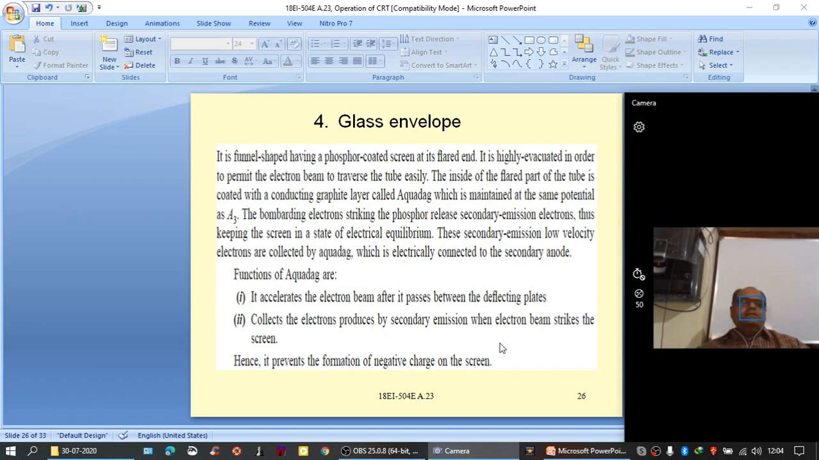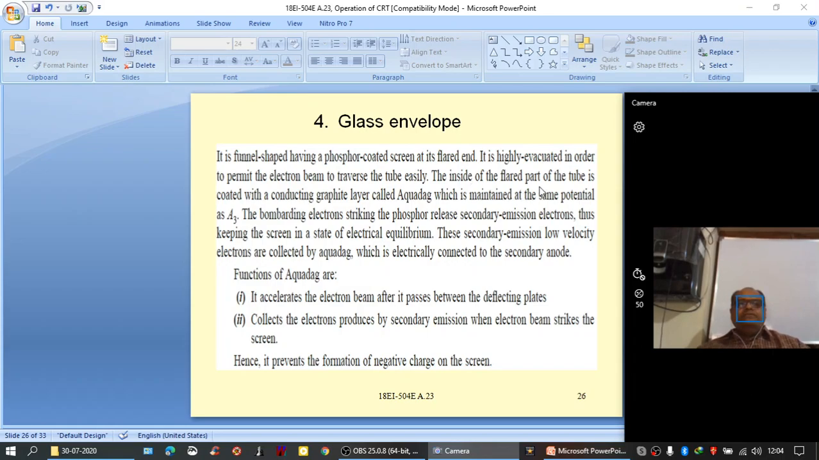Then comes the glass envelope. The glass envelope is funnel shaped, having a phosphor coated screen at its flared end. It is highly evacuated in order to permit the electron beam to traverse the tube easily.